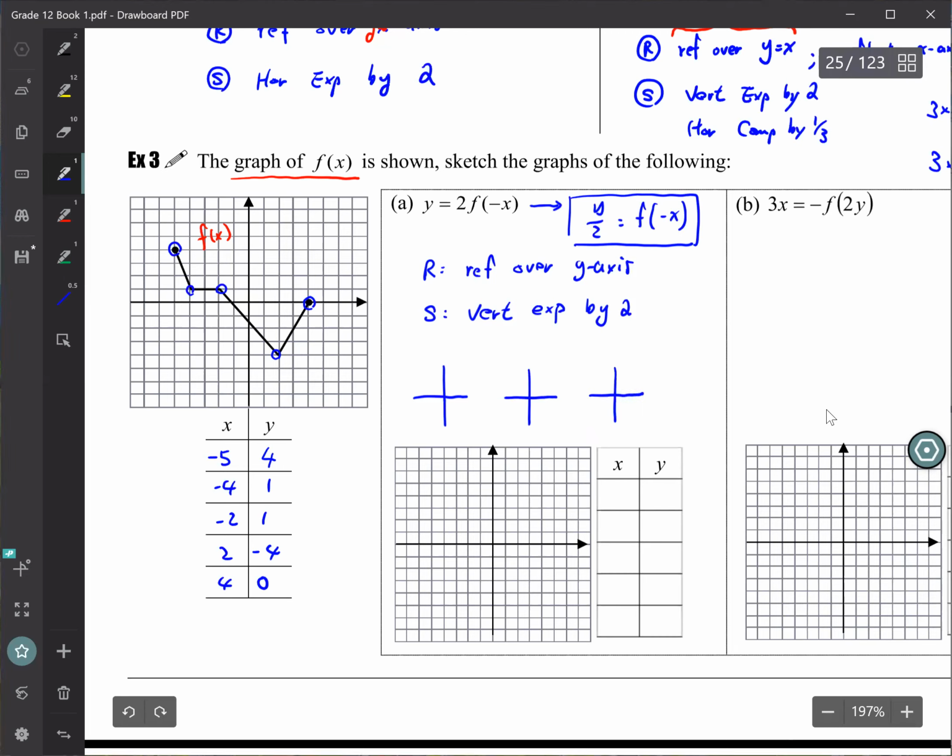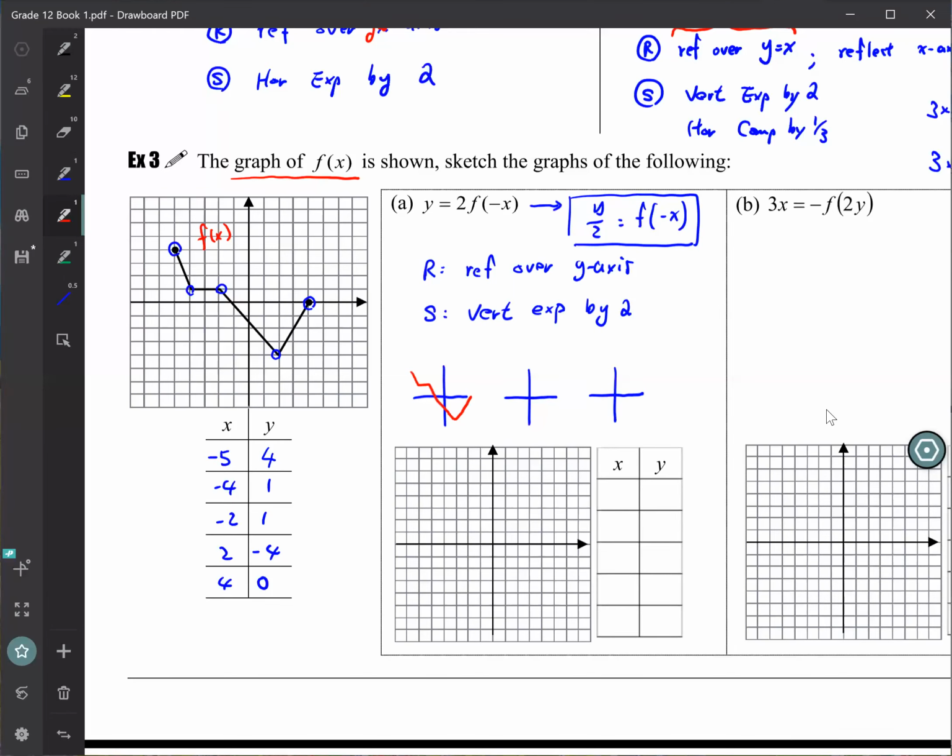Okay, the left side is just a rough sketch. Left side is the original. So it goes like that. I'll wait for you. You can copy that down first. So I'm just drawing a rough sketch of the original graph.